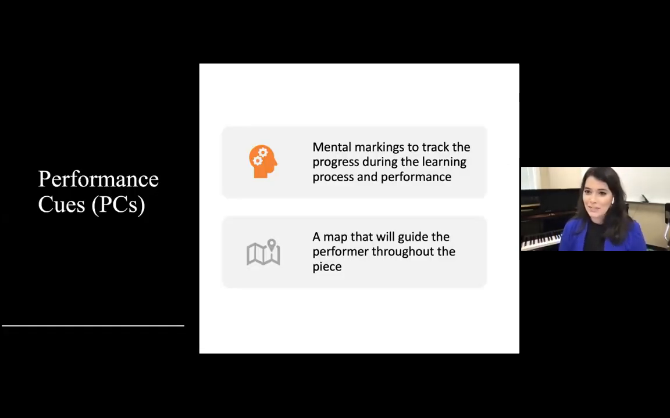So the next definition will be performance cues. And performance cues are mental markings that musicians will keep track of the progress of a piece during the learning process and during the performance. A mental map of the piece that will guide the performer throughout. And the most important thing to understand about the performance cues is that all musicians have to understand the structure of the piece, how it makes sense, and how it would sound for them.